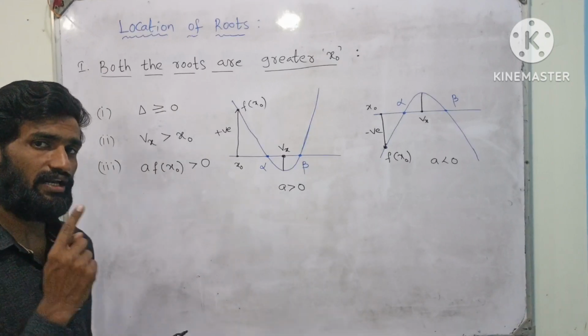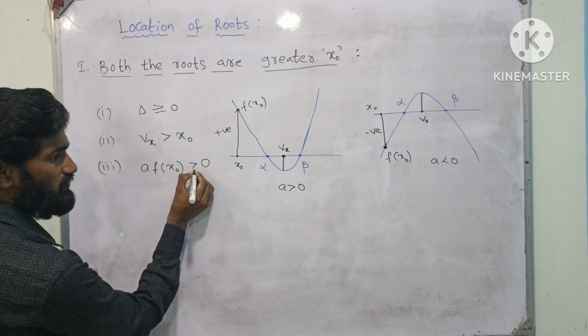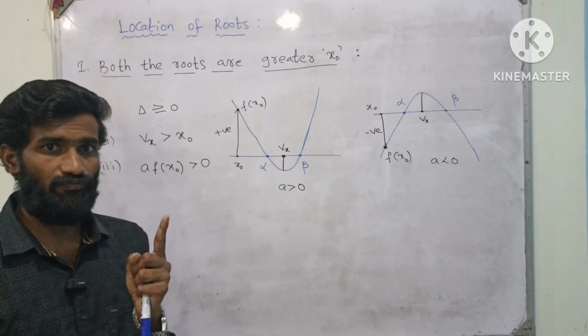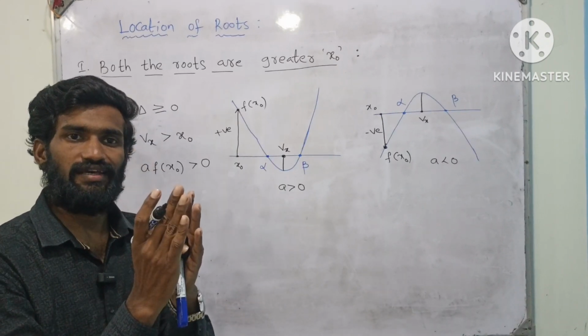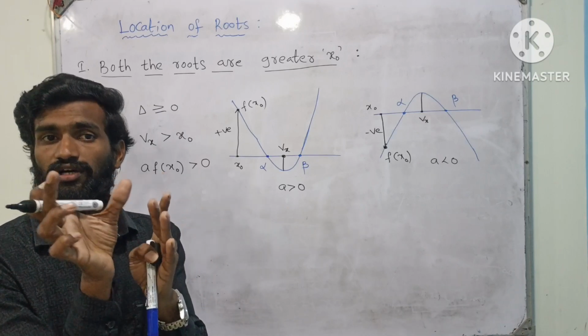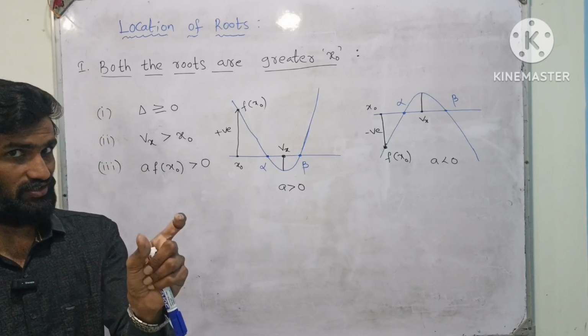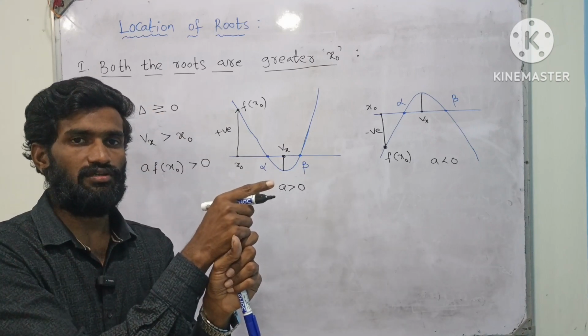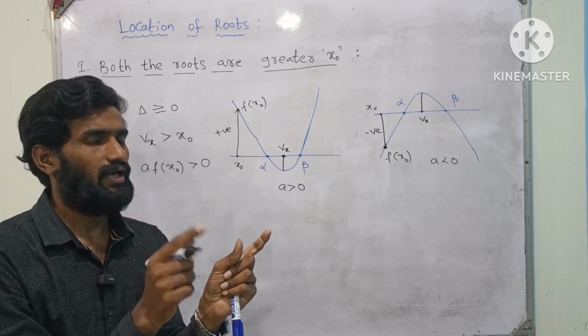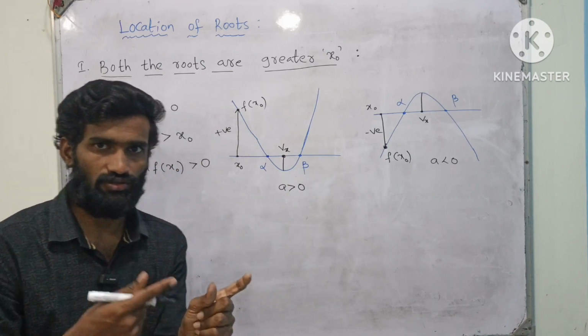Sometimes we will get greater or equal to 0. Equal to 0 also we will get, when x naught is exactly one of the roots. If I substitute x naught in the quadratic equation, f of x naught, we will get 0. Okay, and we'll see that one while solving the problem.